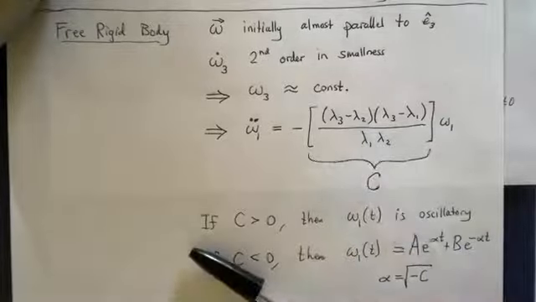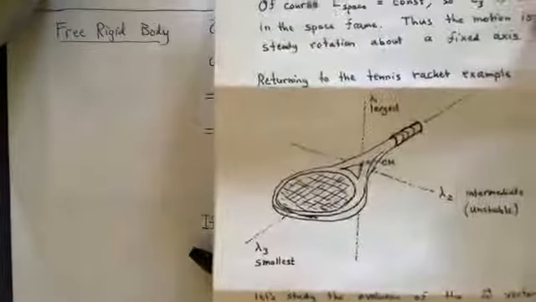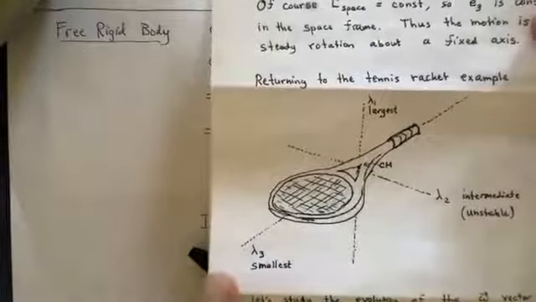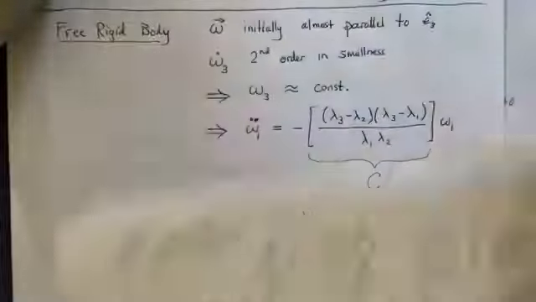Okay, so let's appreciate the statement that has emerged here in front of our eyes. Okay, and it is the following. Now, when we drew the picture of the tennis racket, remember when we talked about the tennis racket, we had chosen lambda 3 to be the smallest, etc., lambda 1 the largest. Okay, that was for that picture.